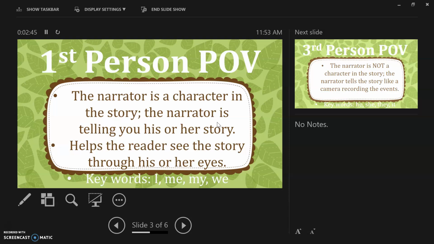The narrator is telling you his or her story. It helps the reader see the story through his or her eyes. And your key words are I, me, my, and we.